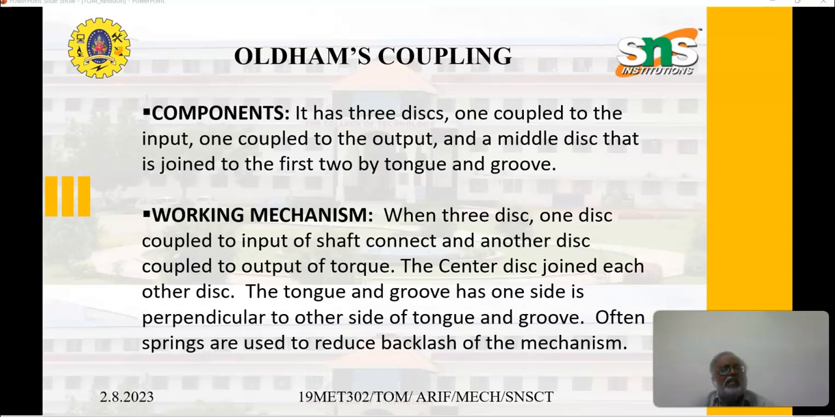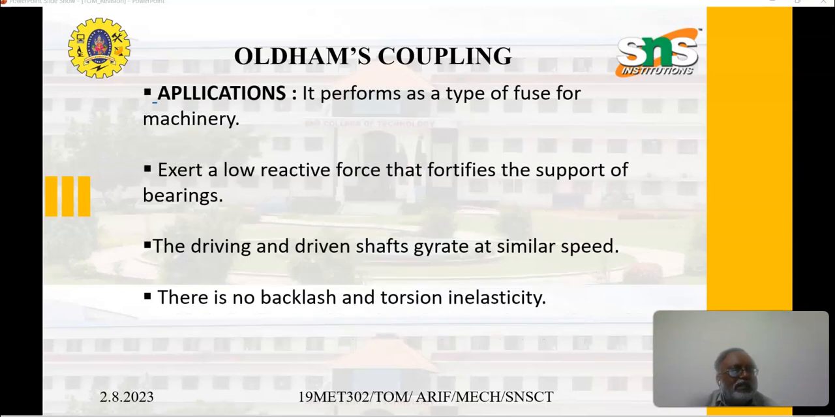Often, springs are used to reduce the backlash of the mechanism. The working principle shows that one disc coupled to the input shaft is connected to another disc coupled to the output through the center disc, with the tongue and groove on one side perpendicular to the other side. Often springs are used to reduce backlash of the mechanism.